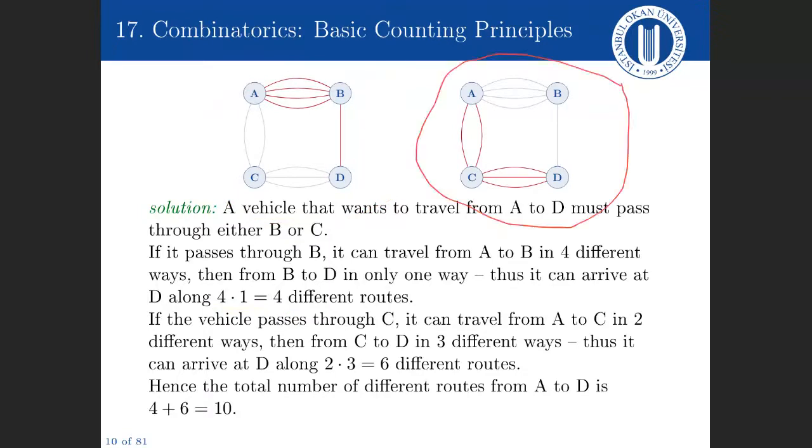Next, let's suppose instead of going through Birmingham, we go through Coventry. There's 2 different routes from Aberdeen to Coventry. There's 3 routes from Coventry to Derby. We're going to be doing 2 multiplied by 3. And then we're going to add these numbers together. If we go via Birmingham, there's 4 different routes. If we go via Coventry, there's 6 different routes. So in total, there are 10 different ways to go from Aberdeen to Derby.